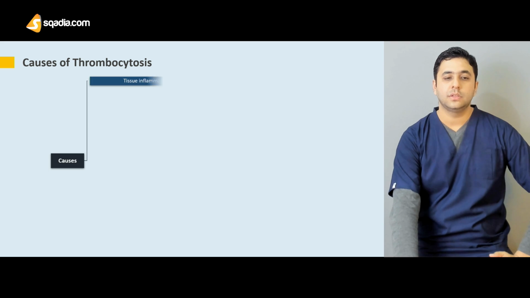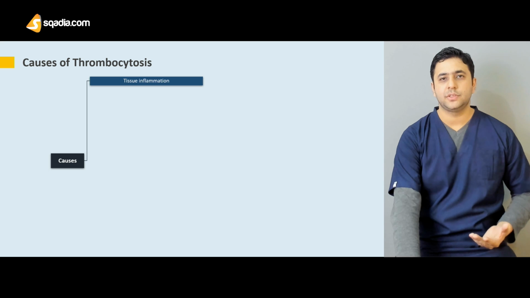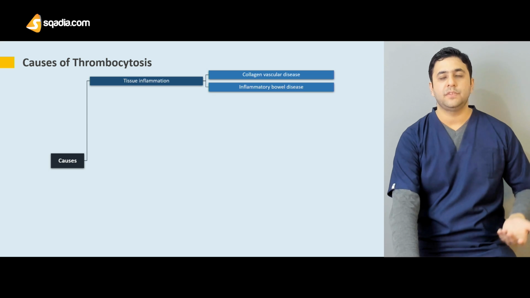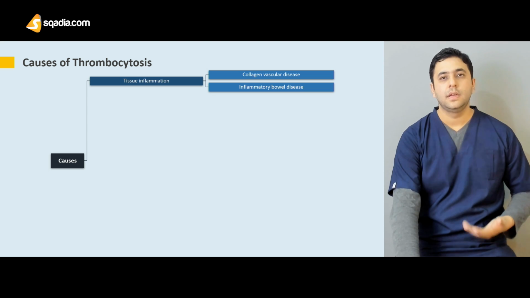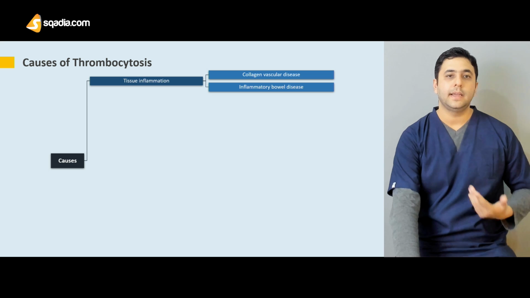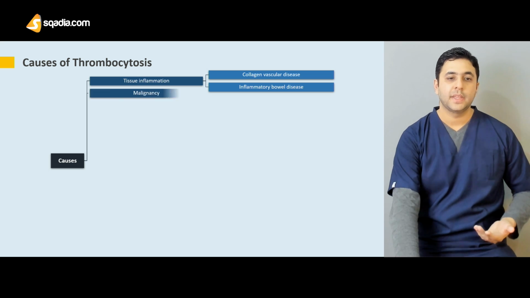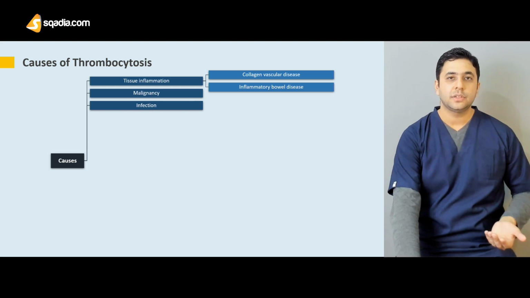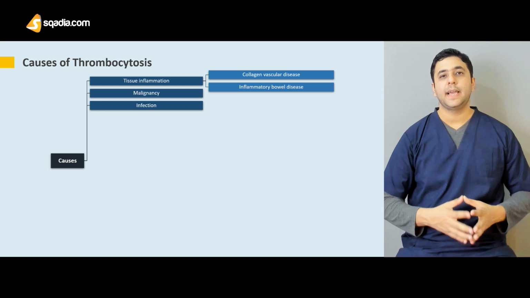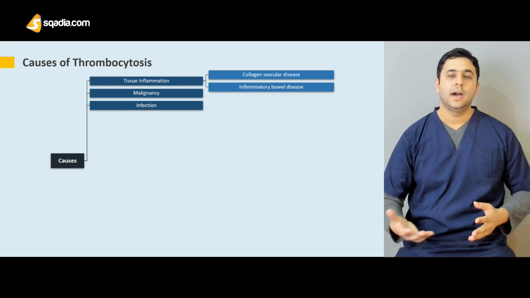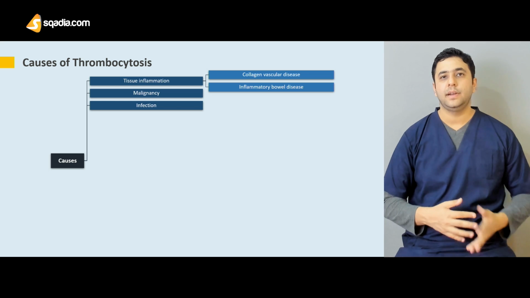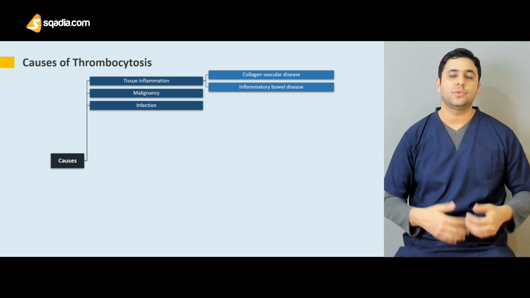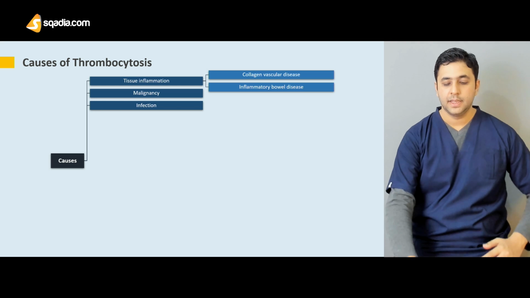The most common causes are any types of tissue inflammation, for example, collagen vascular diseases, or any types of inflammatory diseases like the inflammatory bowel diseases, ulcerative colitis. They can all cause a relative increase in the platelet count. Similarly, a lot of malignancies can cause an increase in the platelet count. Infection of any type over a long period of time can lead to an increase in the platelet count. This is because a lot of inflammatory markers are released during the inflammatory process or during the infection, and they can stimulate the megakaryocytes to release a large number of platelets into the bloodstream.